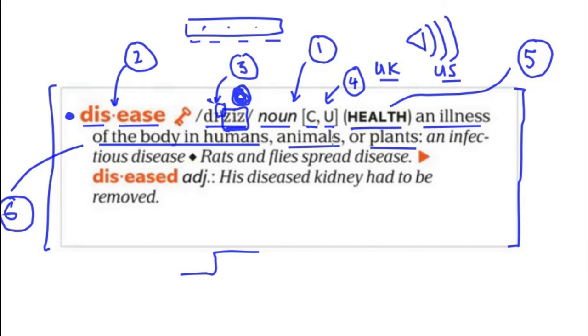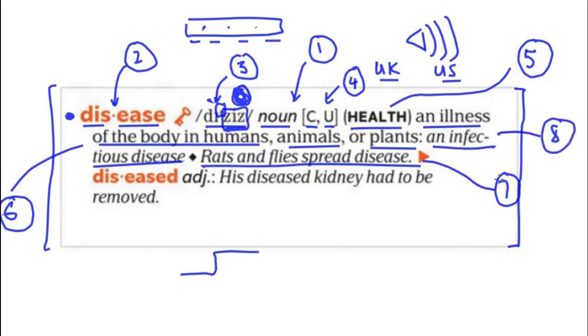Now we know the meaning, an illness that affects the body. And it can be in humans or in animals or in plants. Then it gives us an example sentence and an example phrase. Let's look at the example sentence first. Rats and flies spread disease. This is an example sentence. An infectious disease. Infectious means it can spread from one person to another, from one animal to another animal. The disease can spread. And this is an example phrase, an infectious disease. These 2 words, we use them together, like a collocation. So this is a phrase.